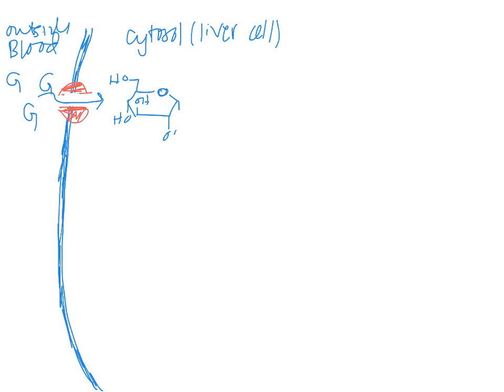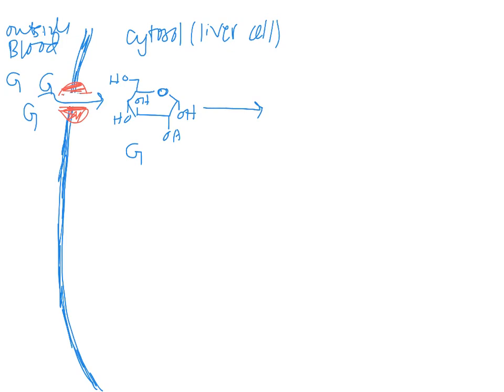There may be a point at which I stop drawing in all these OHs because they're not important. And the abbreviation for glucose is G. When you get to any of your assignments or your exam, you can always use the abbreviations where appropriate unless it asks you specifically to draw the structures. Okay, the very first step in glycolysis is irreversible.